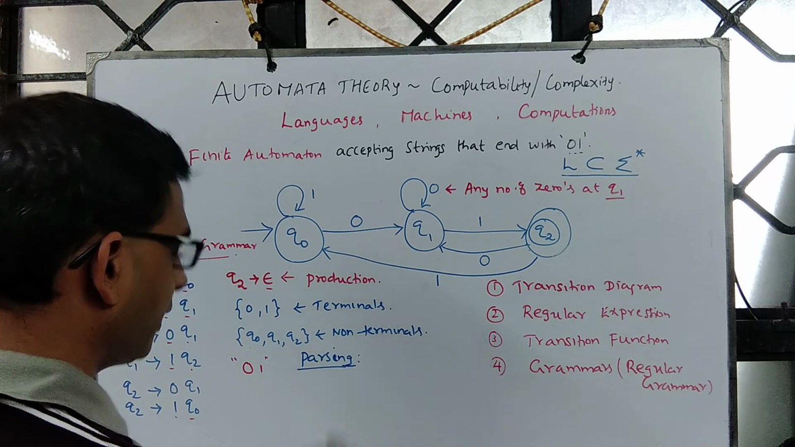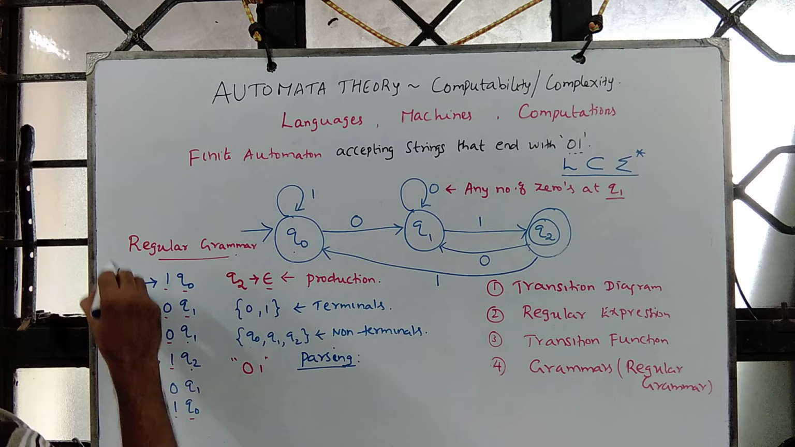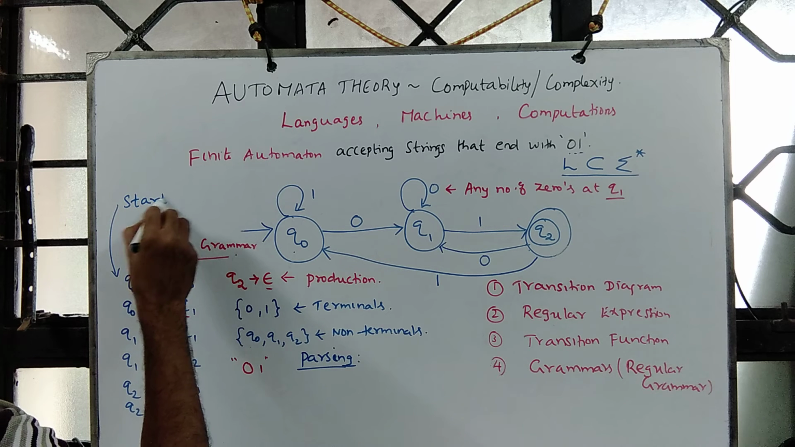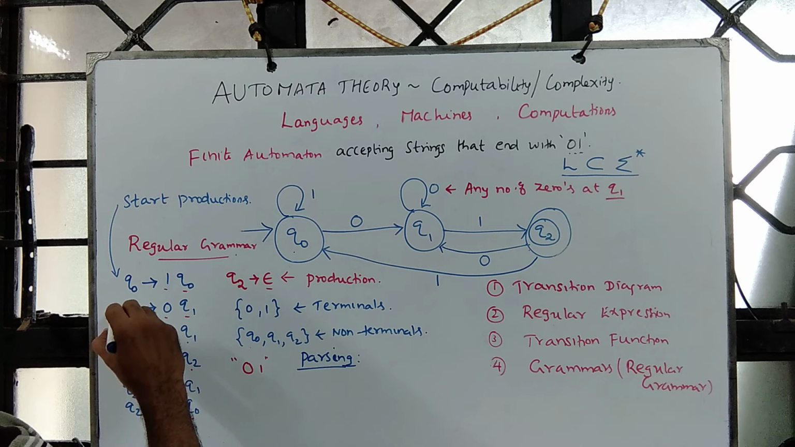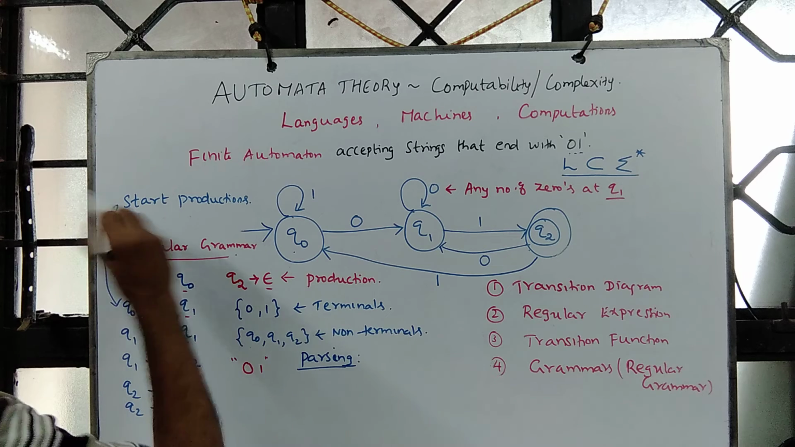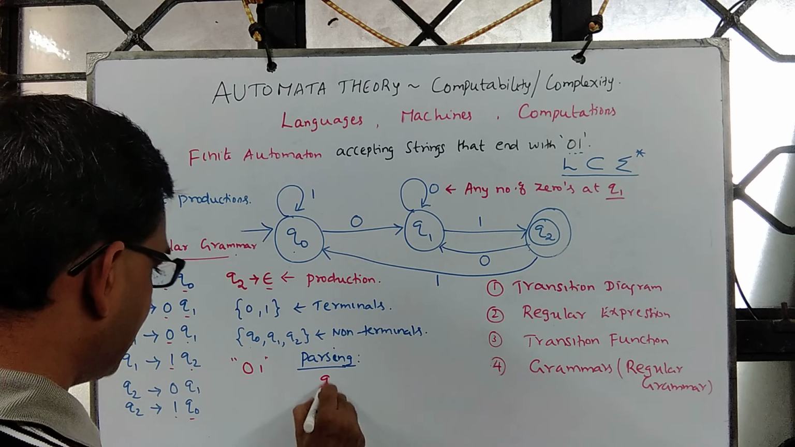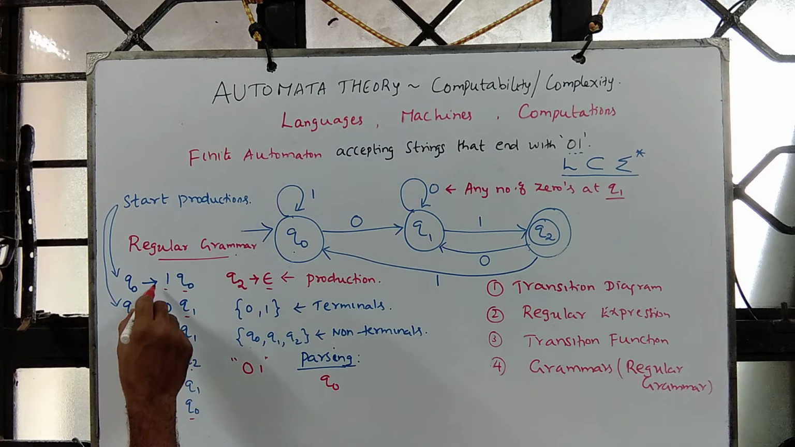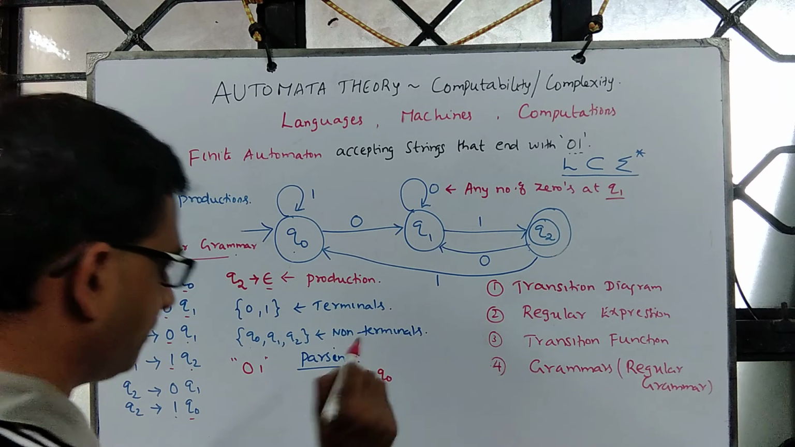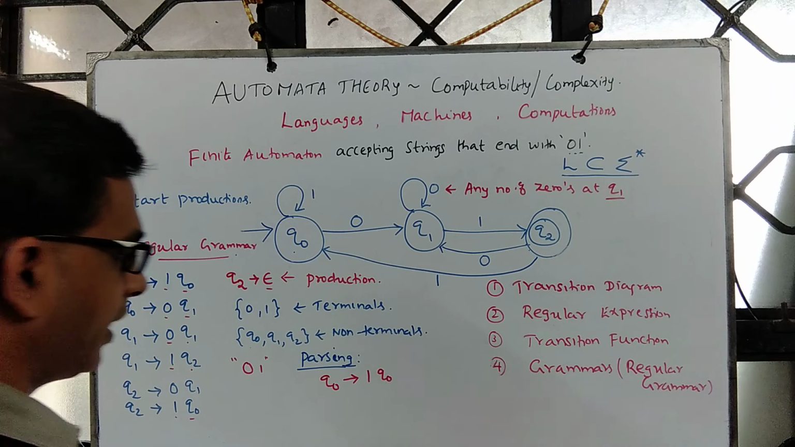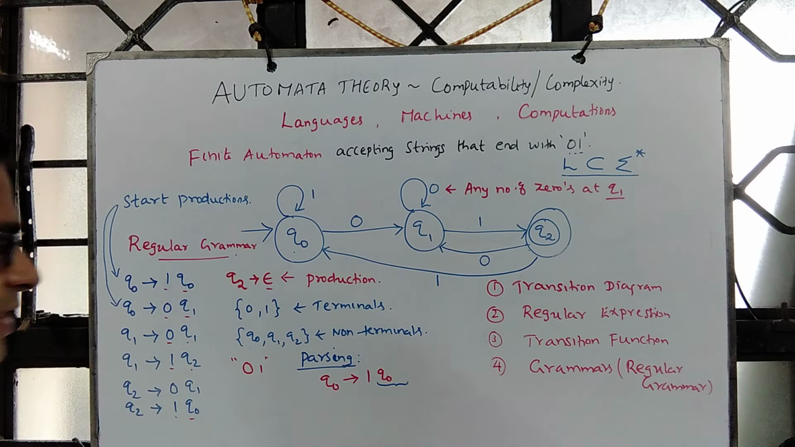If the start state is Q0, then this is my start production. A start production is something that starts with Q0. So it is either this or this. You always start with Q0. You can take either this or this. Suppose you take Q0 implies 1 Q0. Now I can keep replacing this non-terminal with the appropriate production.